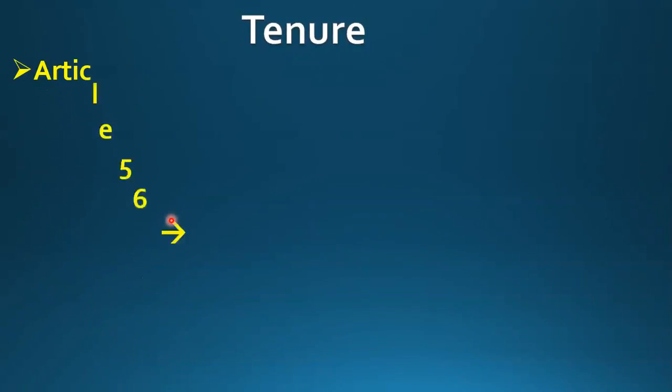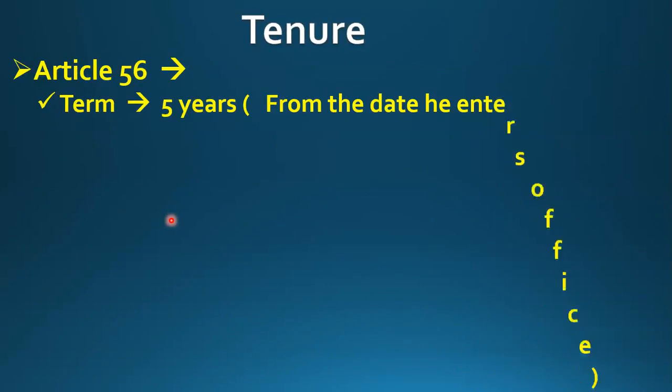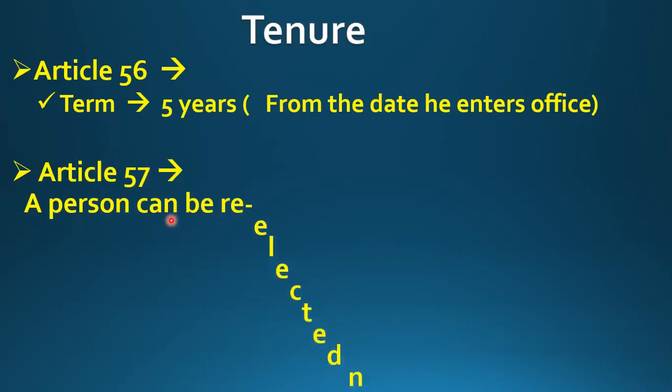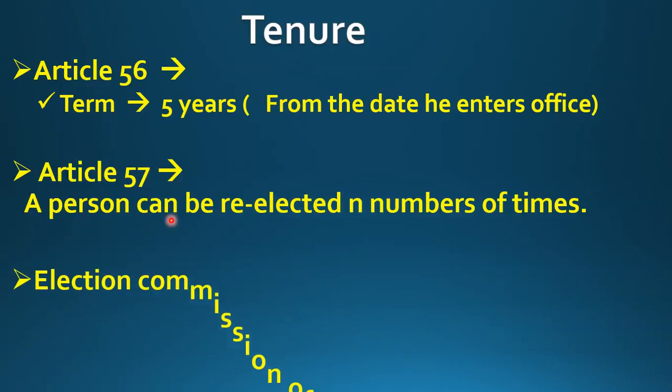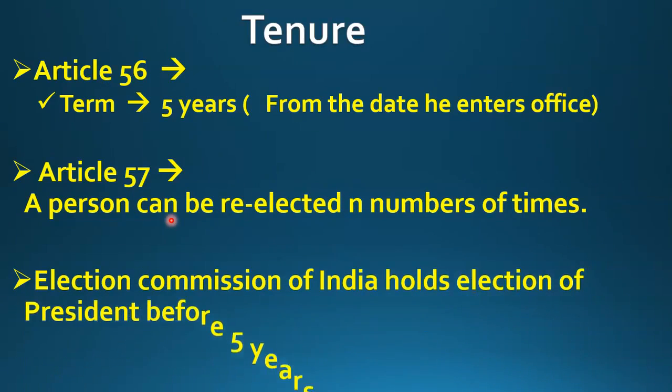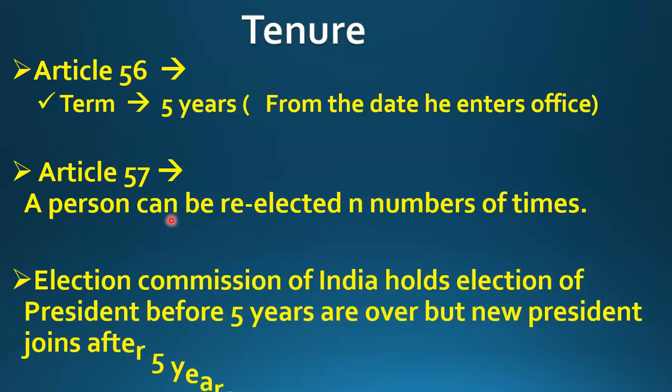Now let's move further. Then comes the tenure. Now friends, according to Article 56, the question comes: what is the term of the President of India? According to Article 56, the term of the President of India is 5 years. Now what is the meaning of the term of office? Term of office means for how much time the person will remain in his office, for how much time the person will hold that office.